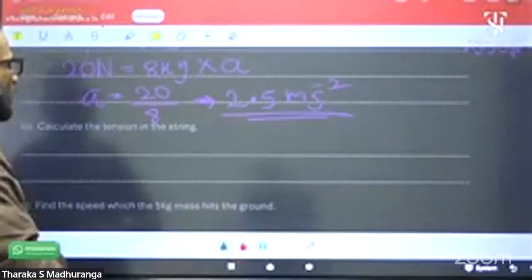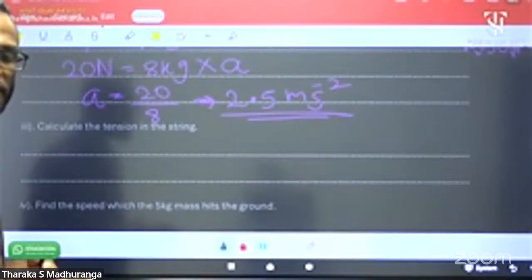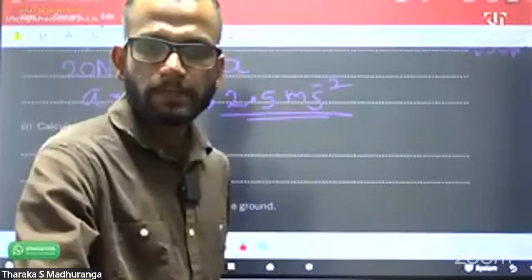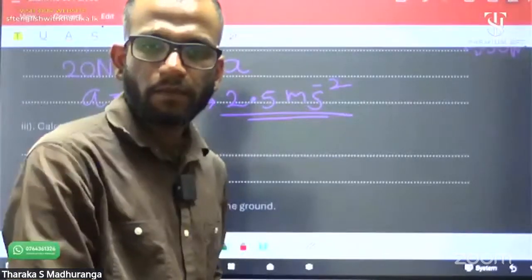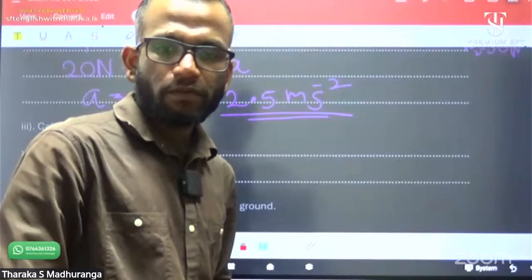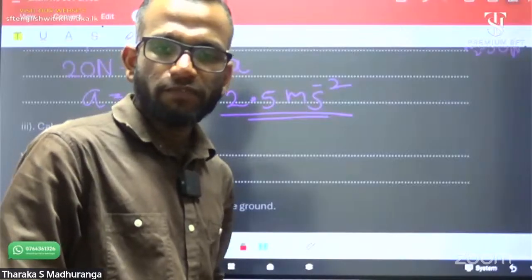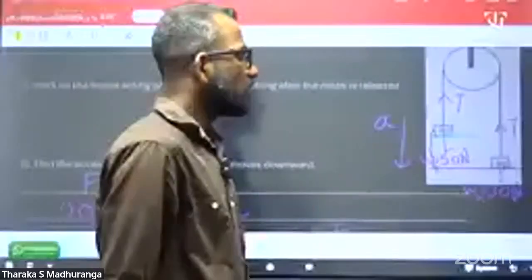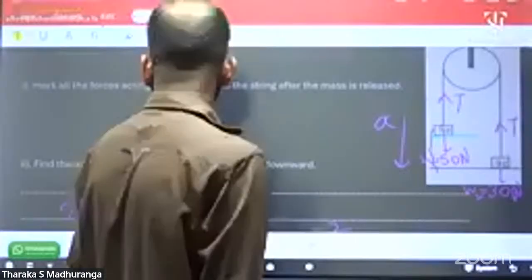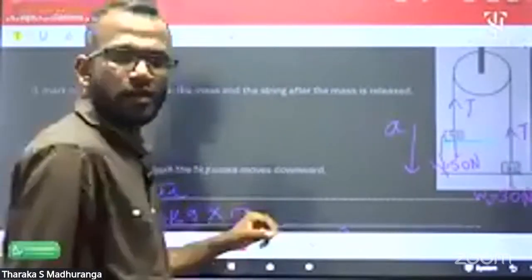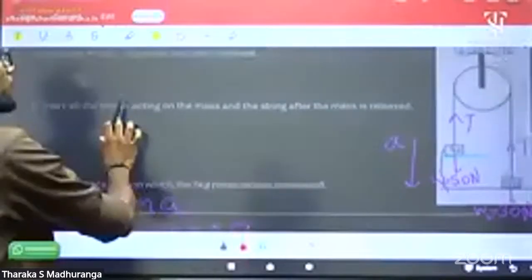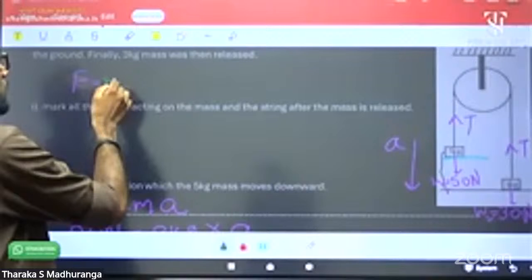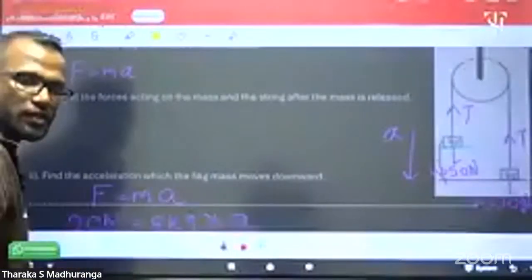Next one, calculate the tension in this string. By taking 50 minus 30, the resultant force. F equals ma, that's the second method, right?